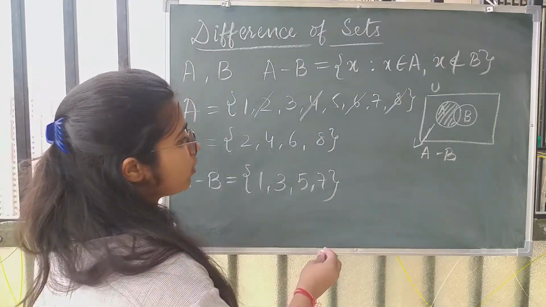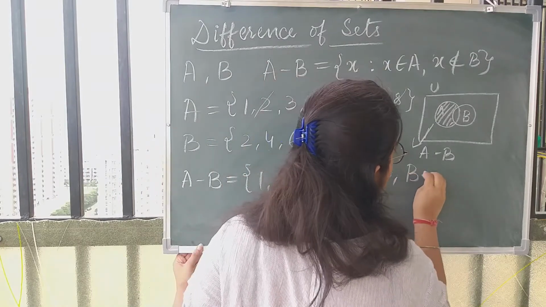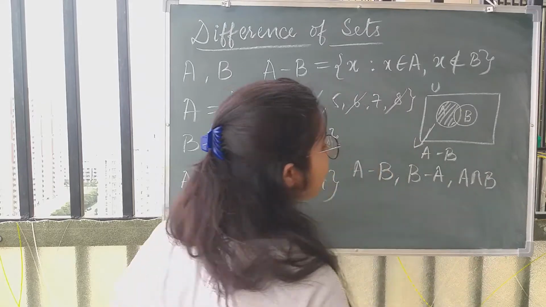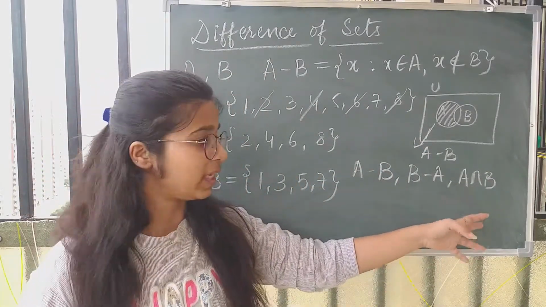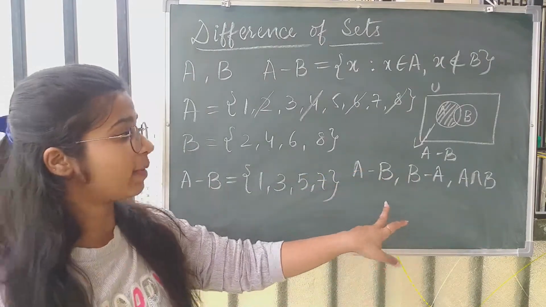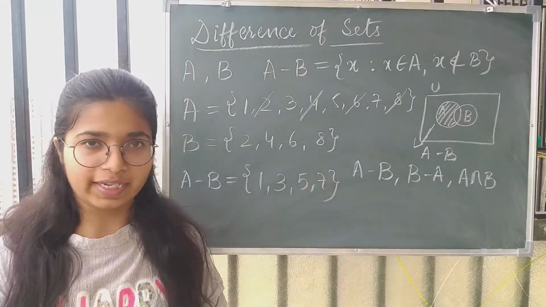Now also the set A minus B, the set B minus A and the set A intersection B are mutually disjoint sets. That means इन sets में कुछ भी common नहीं होता. They are all disjoint sets. इसका मतलब अगर हम इनका आपस में intersection निकालें, so that would be phi.